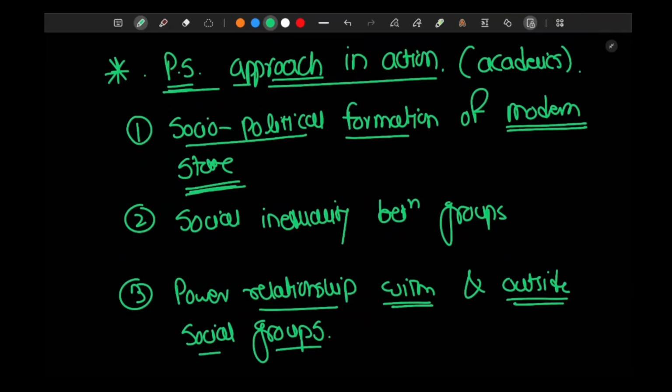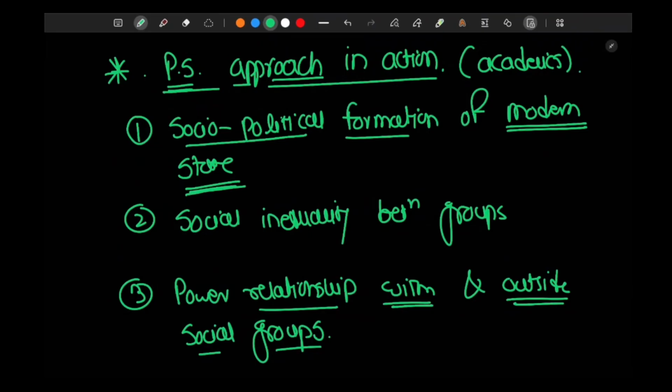Then where is the political sociology approach used? It is used in academics, in understanding social inequality between groups, where you see studies by Indian political scientists like Yogendra Yadav, or a very famous scholar who writes in the Indian Express very regularly, Dinesh Kuber, and one more person whose name I'm not able to recall. These people do analyze inequality between castes.